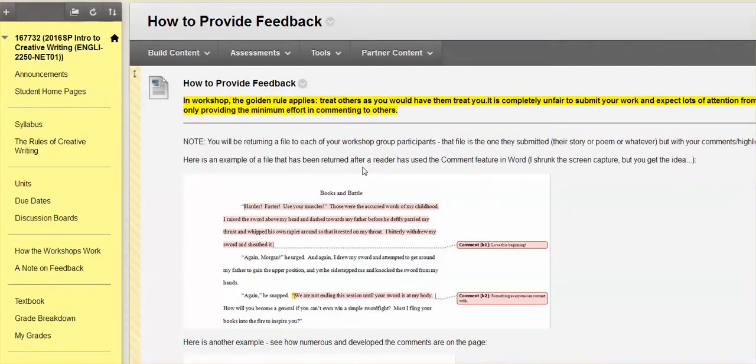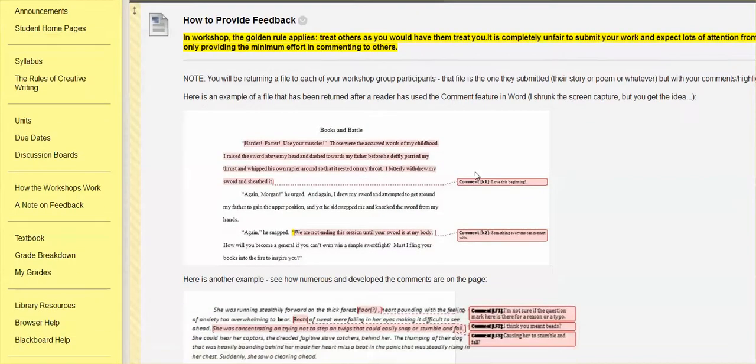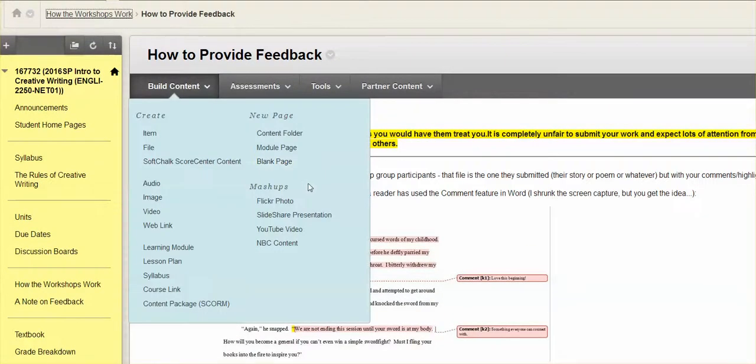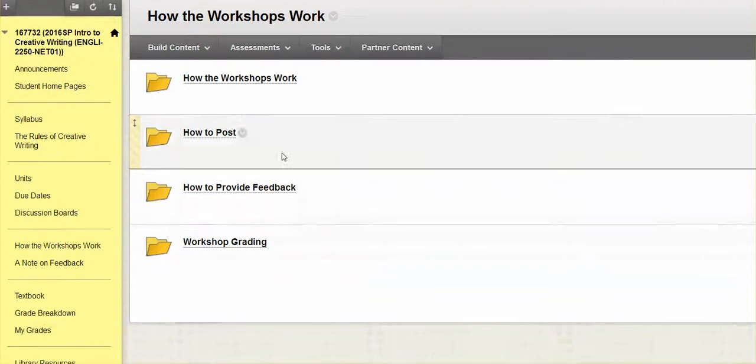And of course, as we move through the course, we'll do different genres. So we start with a short story, but we'll also do a poetry workshop and a creative nonfiction workshop. So we'll do this a number of different times. Okay, so again, it's really important then that you walk yourself through all the stuff about how the workshops work.